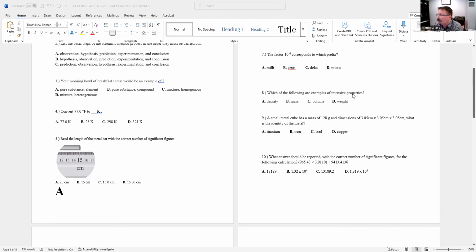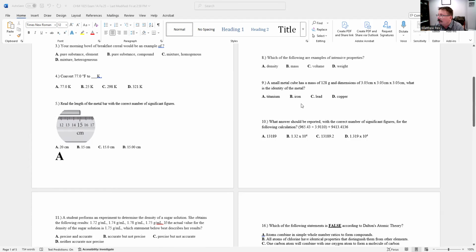Which of the following are examples of intensive properties? So intensive properties are specific to that material, and it does not matter if we have a lot of this or a little of this, that intensive property will not change. The only one out of all of these that is intensive would be density. If I have a small piece of copper or a large piece of copper, the density is the same. Whereas mass, volume, weight are dependent. They're all extensive properties. They're dependent on how much of that thing we have. Small metal cube, here, let's go back to our whiteboard.